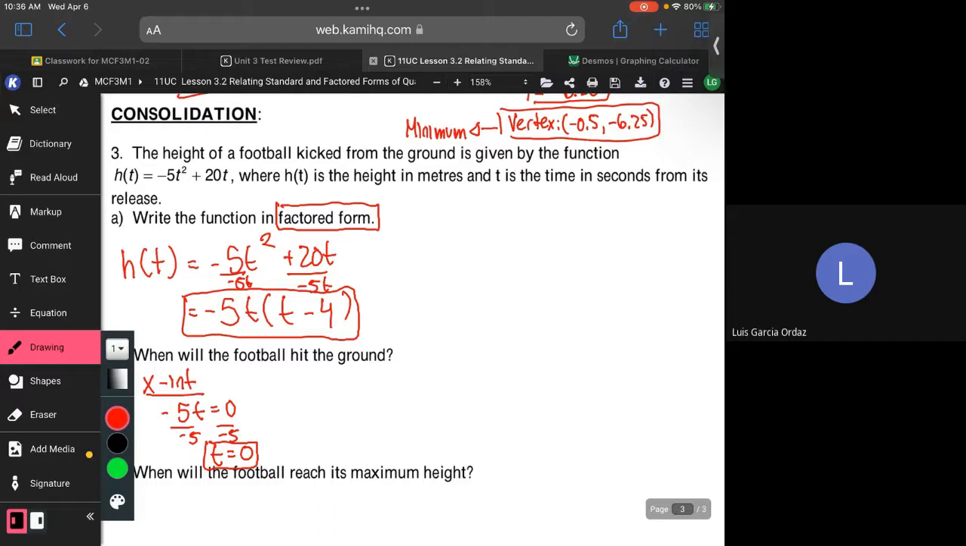What's my next T-intercept going to be? Rita? 4. So t minus 4 is equal to 0. T is equal to 4. Remember, time goes from 0 to whatever. So when does the football hit the ground? At 4 what? What unit of time are we in? Seconds. So the ball hits the ground at 4 seconds.